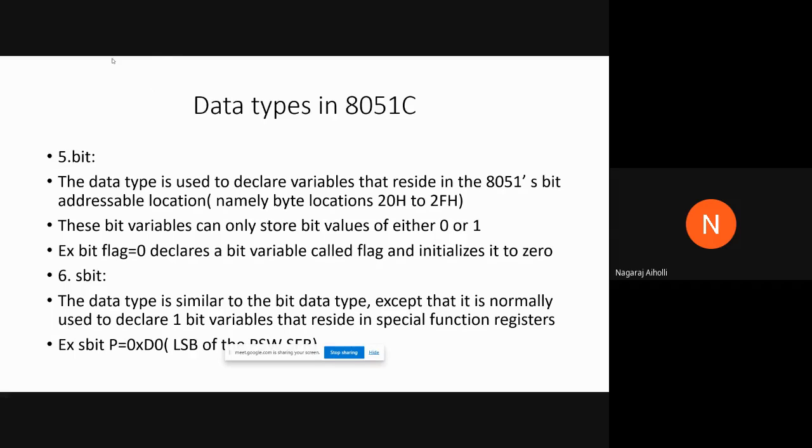Bit flag equal to 0 means this flag is assigned the value 0. This declares a bit variable called flag and it is initialized to 0.